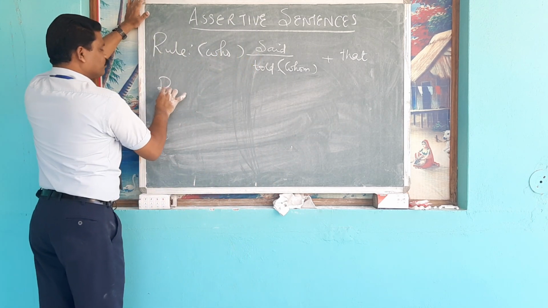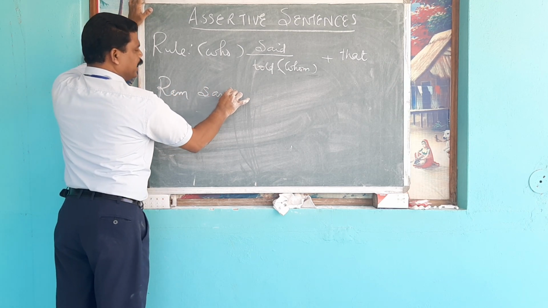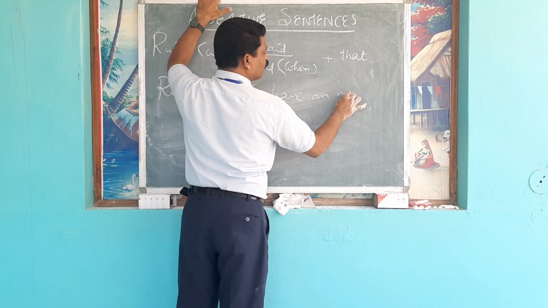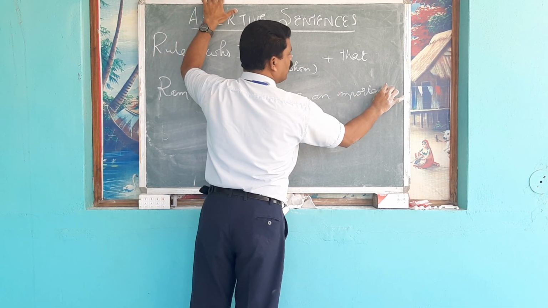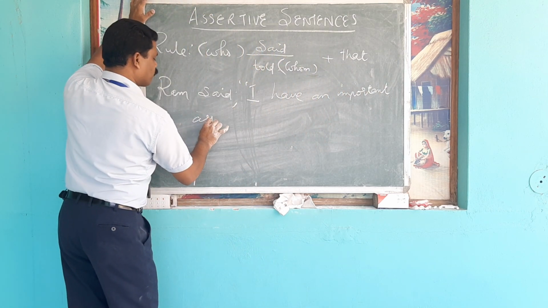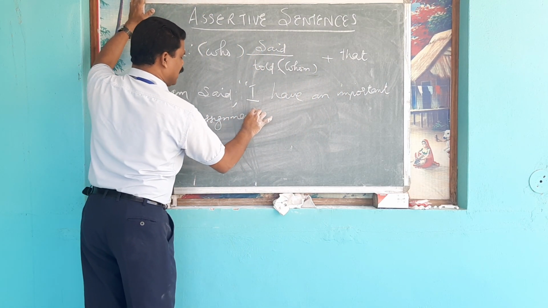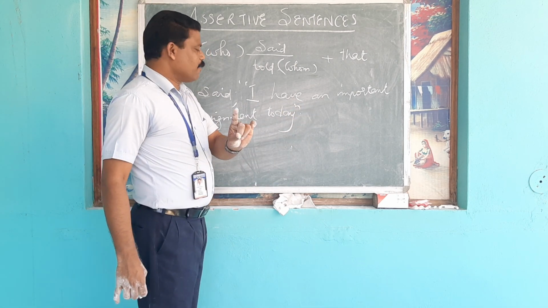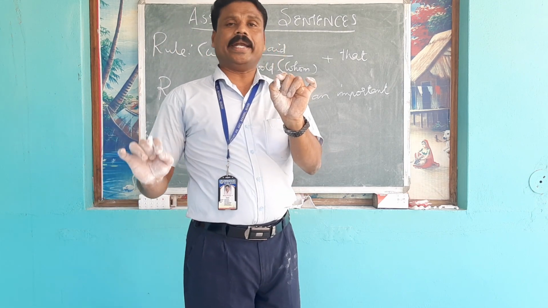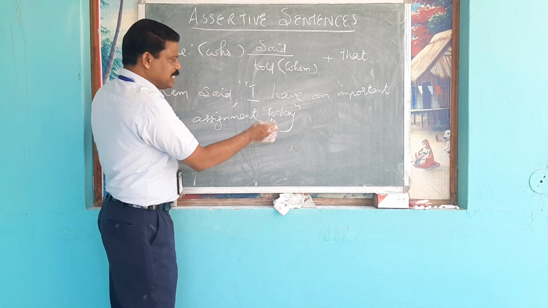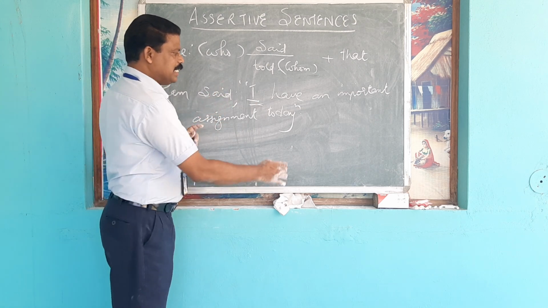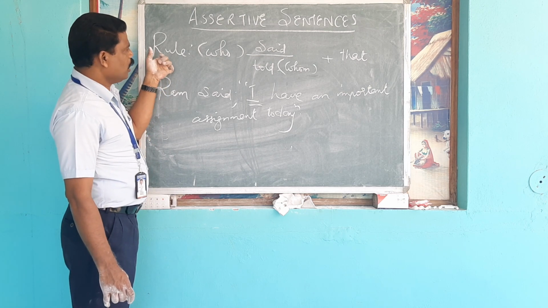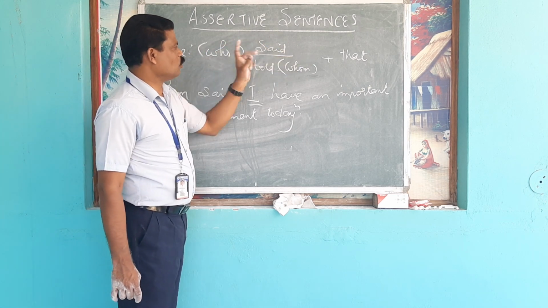For example, Ram said, I have an important assignment today. So I have already told you the first step: identify the type of sentence. Here the sentence starts with a subject and ends with a full stop. So it is an assertive sentence. So how to change? Who said that or told whom that?